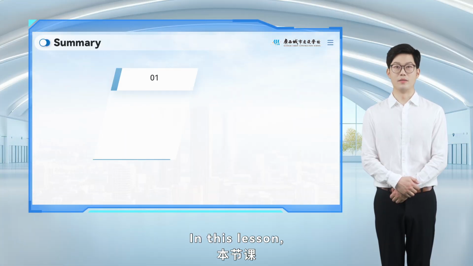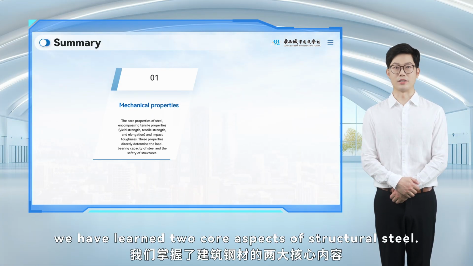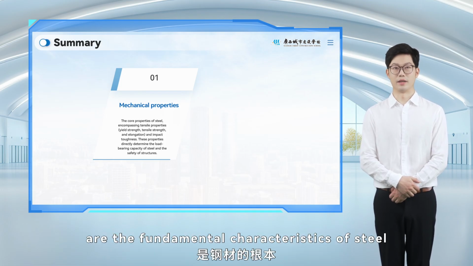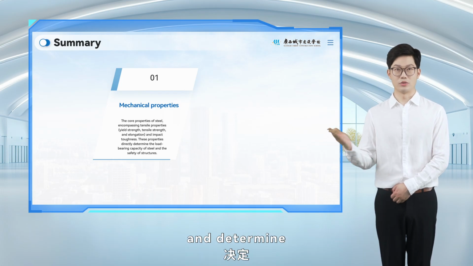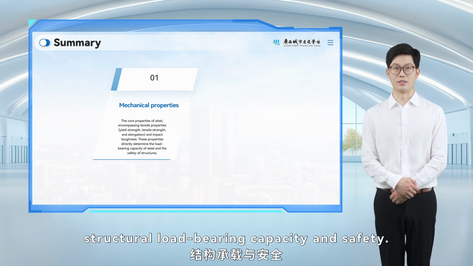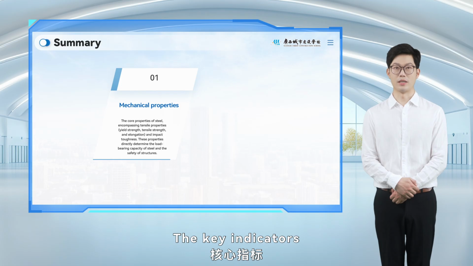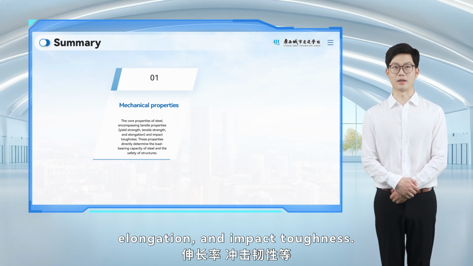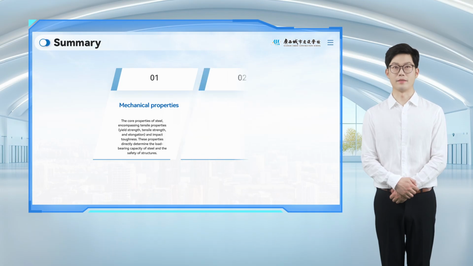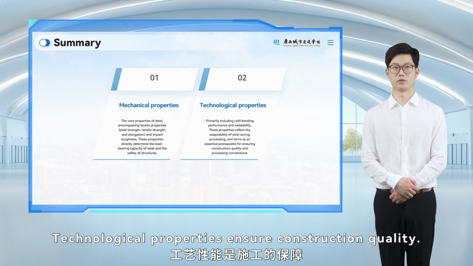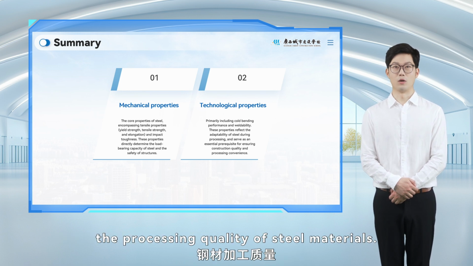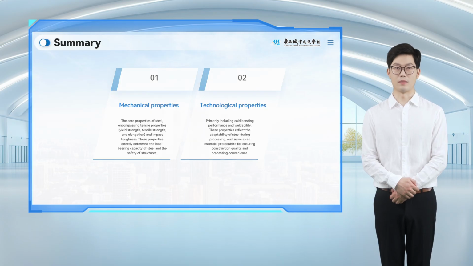In this lesson, we have learned two core aspects of structural steel. Mechanical properties are the fundamental characteristics of steel and determine structural load-bearing capacity and safety. The key indicators include yield strength, tensile strength, elongation, and impact toughness. Technological properties ensure construction quality. Cold bending performance and weldability directly affect the processing quality of steel materials.